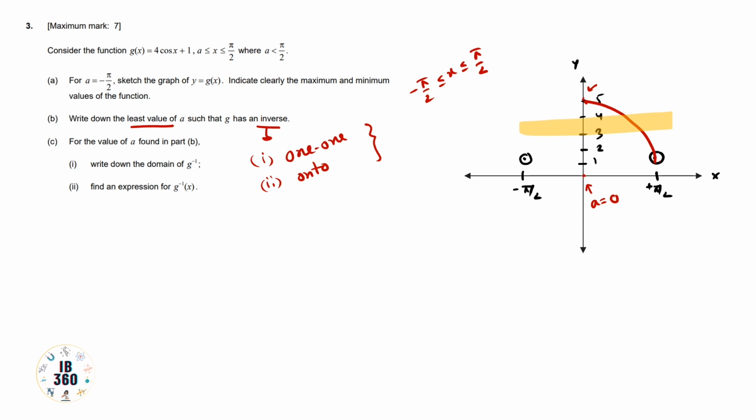So, write down the least value of a such that g has an inverse. The least value of a is 0. So the function will have an inverse in this particular range, that is 0 less than or equal to x less than or equal to pi by 2. In this range, the function will have the inverse. So g inverse will exist only in this particular range. Now for the third question.